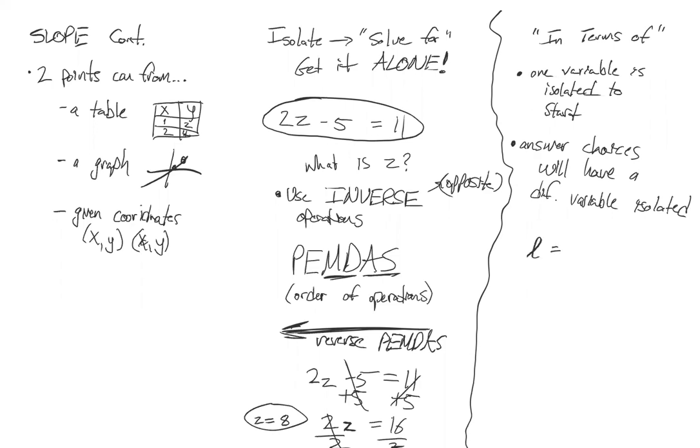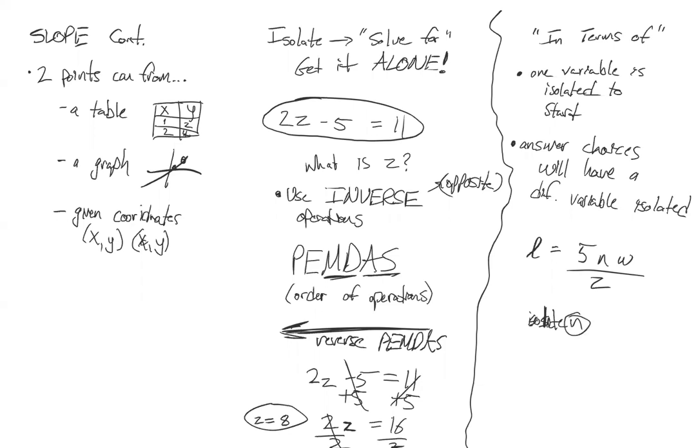L is equal to 5NW over Z, right? And right now, what did we say? One variable is isolated to start. Right now, that isolated variable is that L, that fancy L that I drew. But then in the end, what if it said, give all other variables in terms of N? All that means is isolate N. Right now, L is alone. We want to get N alone.